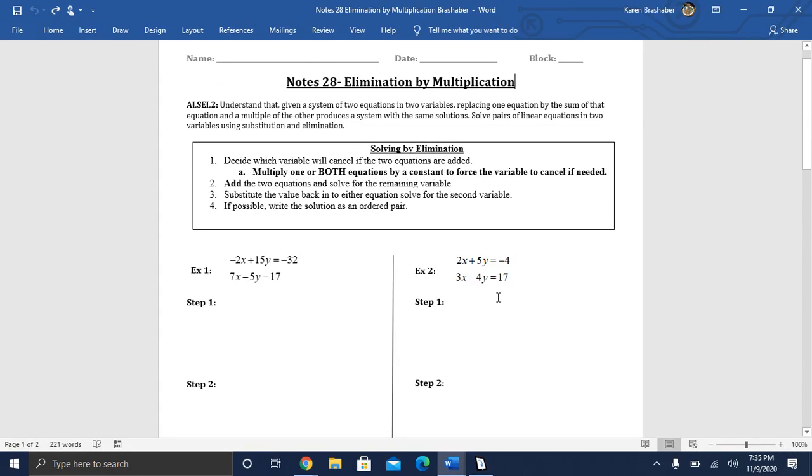Hello, students. Today we're going to be working on notes 28. This is elimination by multiplication.